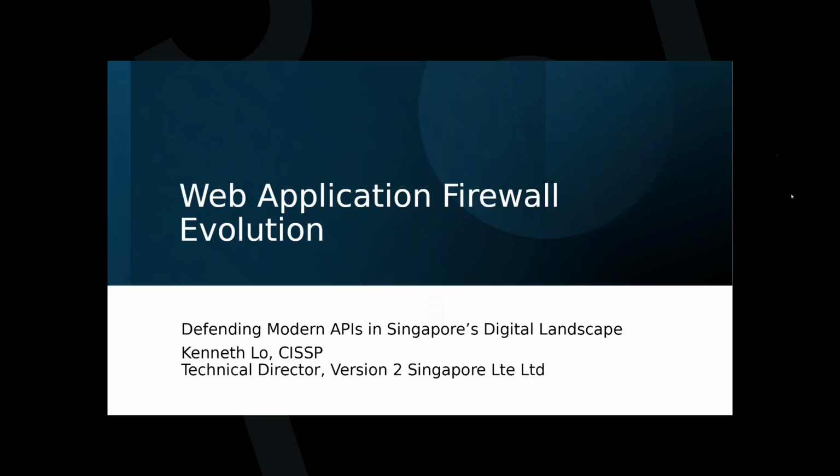Now, today's topic is Web Application Firewall Evaluation: Defending Modern APIs in Singapore Digital Landscape. So I'm the speaker, Kenneth Low, CISSP, Technical Director for Version 2 Singapore Limited.